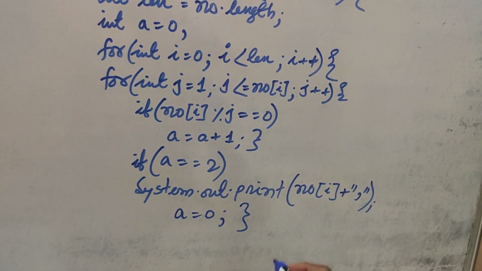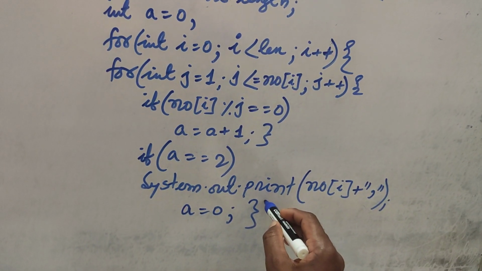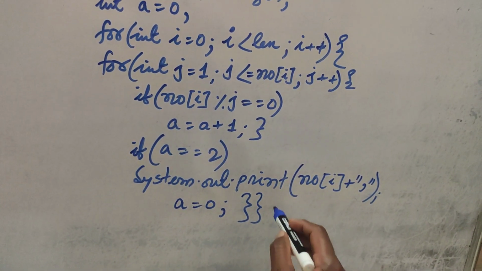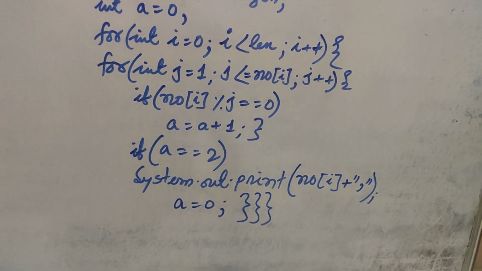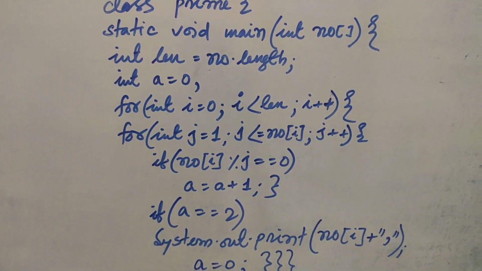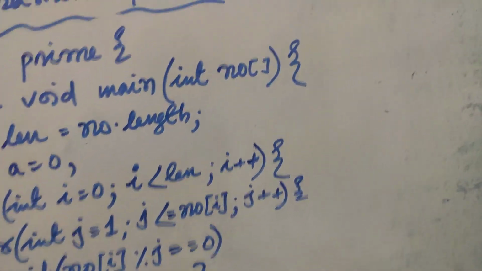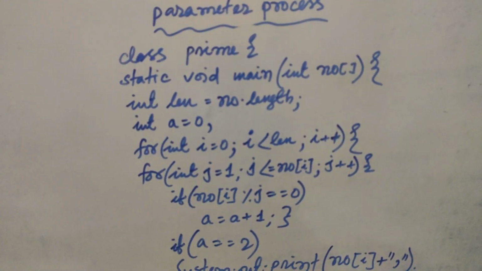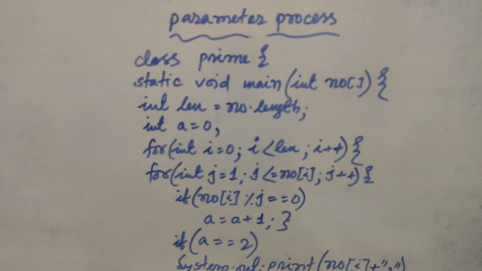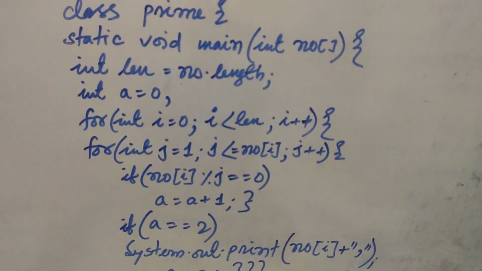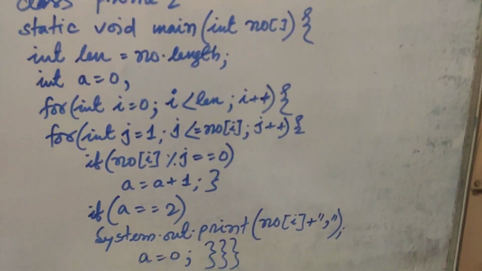Why am I writing this? You know this also. This is the function close, this is the class close. Clear? So by using parameter process, this is the program.